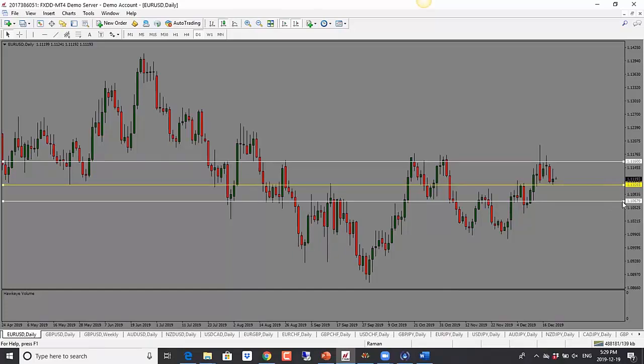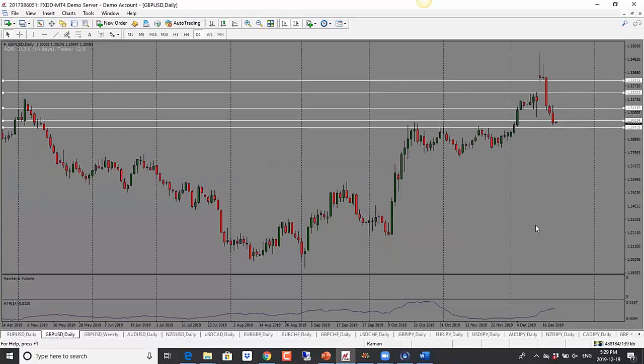Next target here is 1.1070. And then should it continue on, we're looking at 1.1050. So overall here, bias is to the downside. Pound dollar here, we were looking for a drop here. We got that drop. Bias is still to the downside.